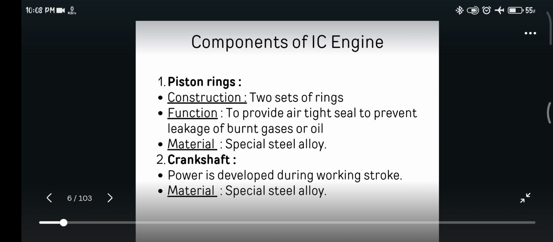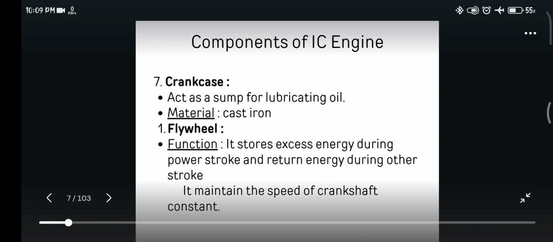Fifth, piston ring. Construction: two sets of rings. Function: to provide airtight seal to prevent leakage of burnt gases or oil. Material is special steel alloy. Sixth, crankshaft. Power is developed during the working stroke. Material: special steel alloy. Seventh, crankcase acts as a sump for lubricating oil.